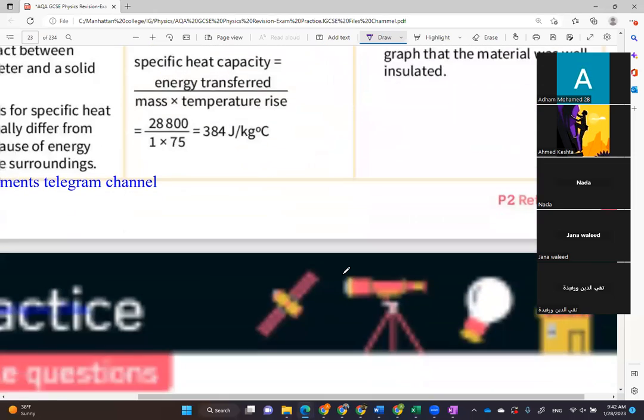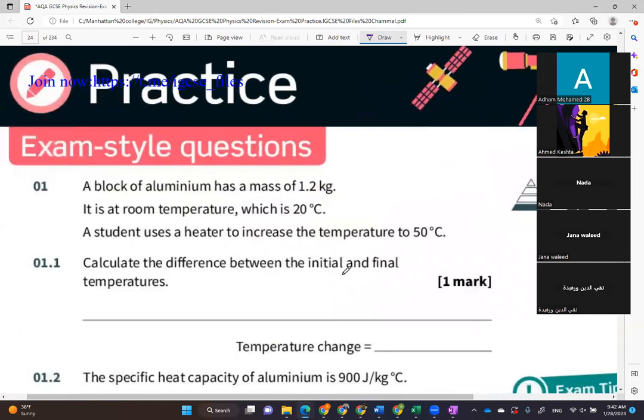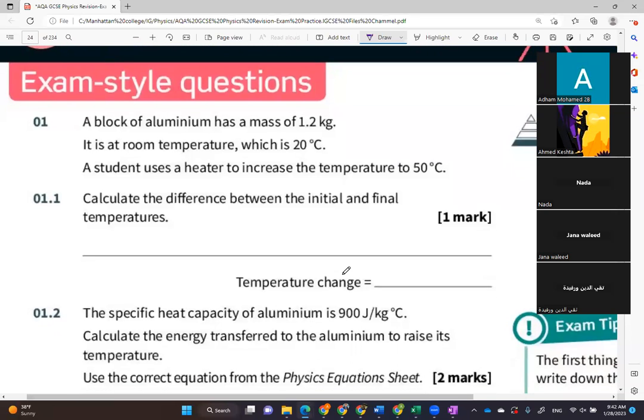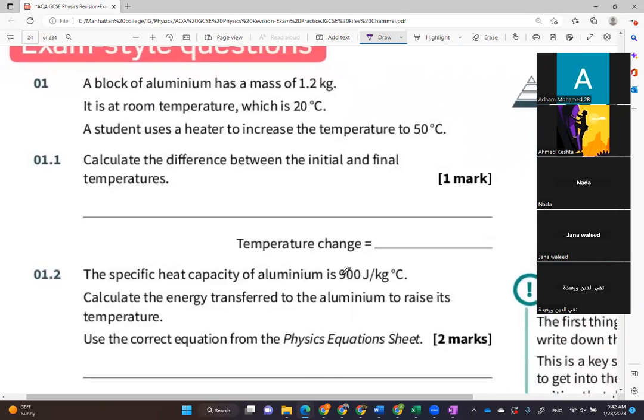Now I'm going to give you a question to answer. This one. To fully understand the class, you have to answer this right. A block of aluminum has a mass of 1.2 kilograms. It is at room temperature, which is 20 Celsius. A student uses a heater to increase the temperature to 50. So if you need to find a change in temperature, you have to take the final temperature minus the initial temperature. Calculate the difference between the initial and final temperature. And then we need the specific, no, we have the specific heat capacity of aluminum. We need the energy.